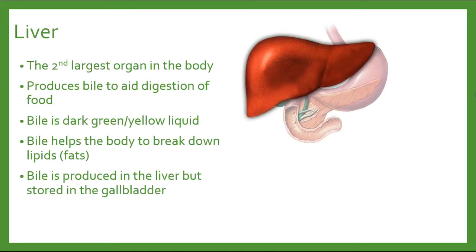The liver is a really large organ. It's the second largest in the body, and its job for the digestive system is to produce bile. Bile is a dark green liquid. It aids in the digestion of fats. It's made by the liver, but as we'll see, it is actually stored within the gallbladder.